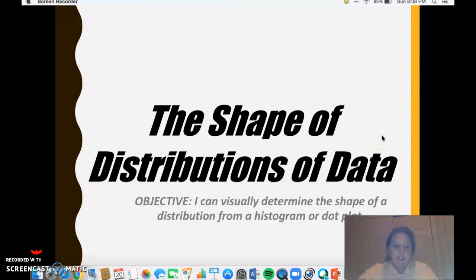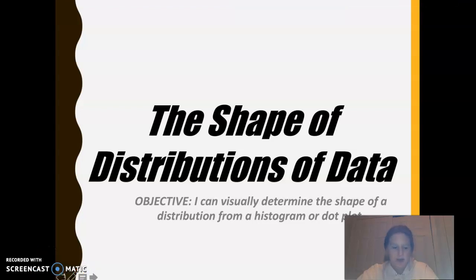I'm one of the geometry teachers, and today we are going to be talking about the shape of distributions of data. So far we've been able to create these data sets, right? We've been creating dot plots, histograms, stem plots, and so by the end of the class today, you're going to be able to use some new vocab words to identify the shape that the data set takes on.